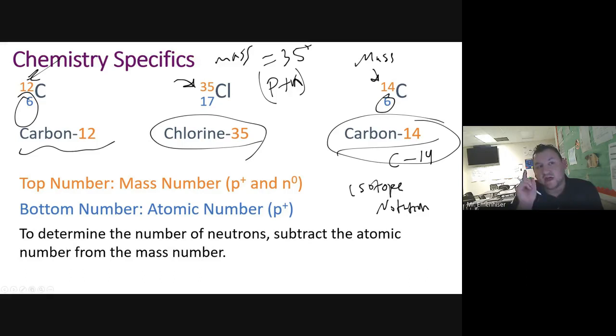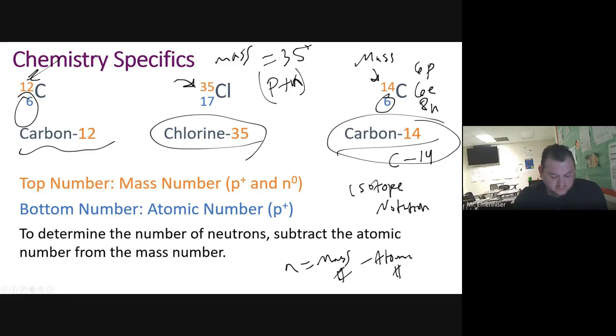6 protons, 8 neutrons, and 6 electrons, no charge, right? So 6 protons, 6 electrons, and 8 neutrons. Where did I get the 8? Remember that neutrons is equal to mass number minus atomic number. So that is 14 minus 6, which gives us 8, right? Okay.